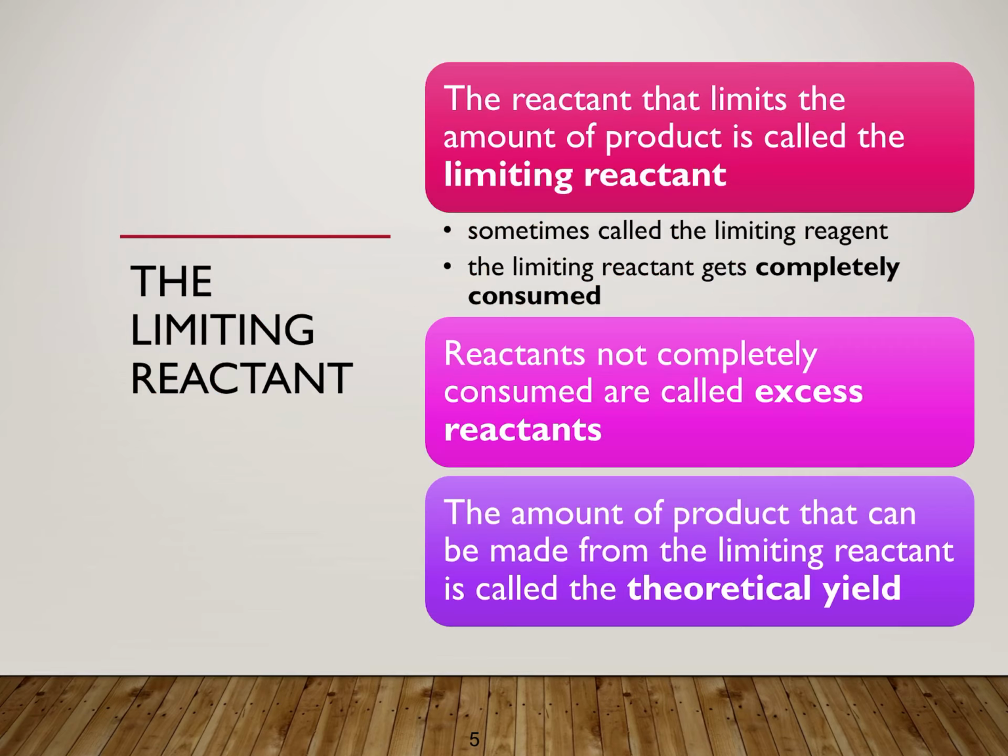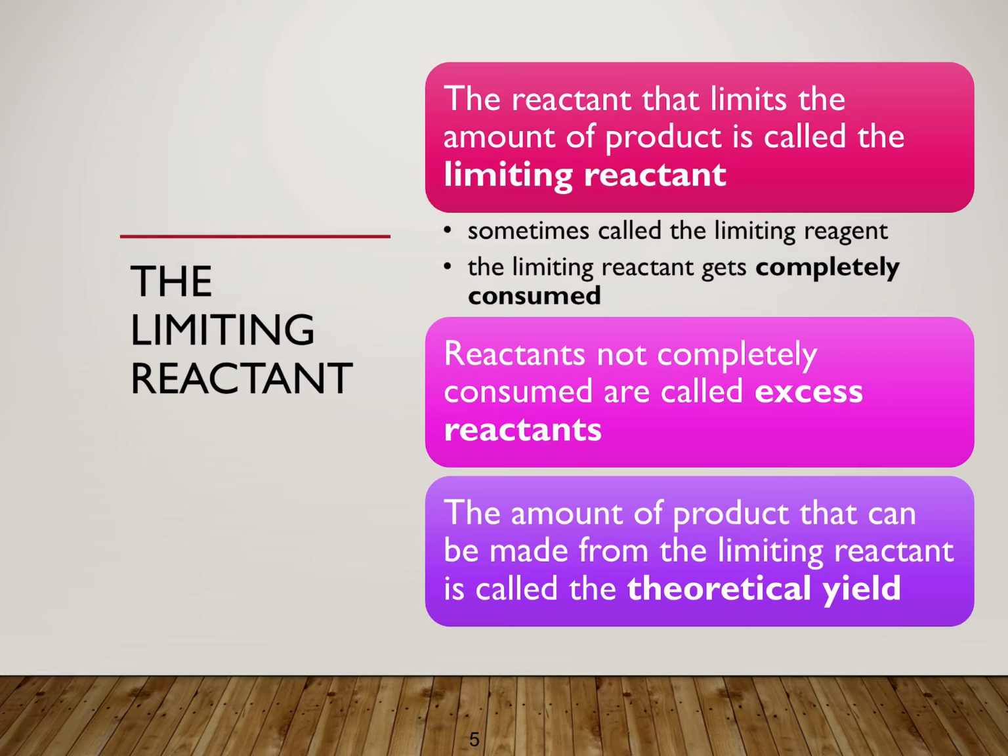And usually it's the one, like in practical experience, that's more expensive, because you don't want to waste a really expensive reagent. But whichever one you have less of is called the limiting reactant or the limiting reagent, and it's the one that gets used up completely in the reaction. The other one will be called in excess. So we have one that's limiting and one that's in excess.